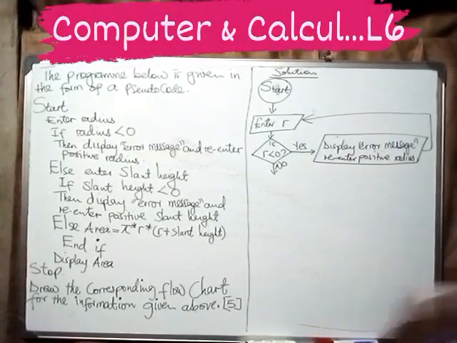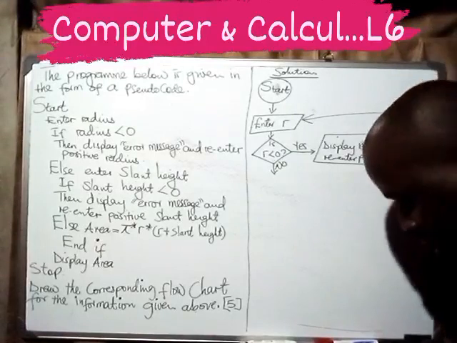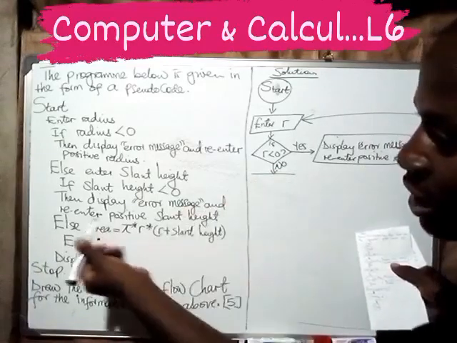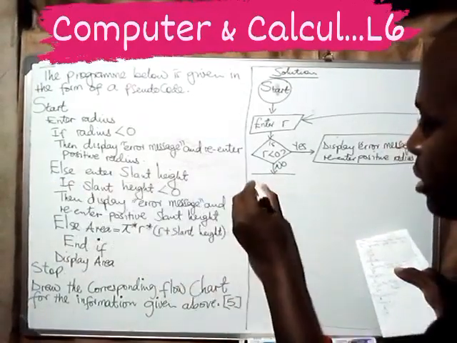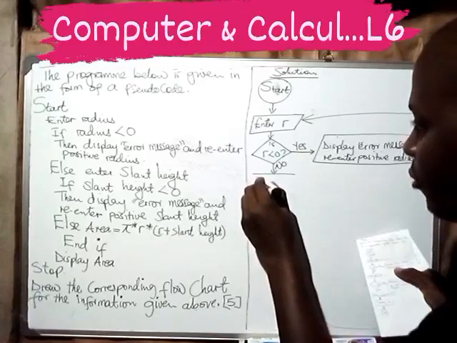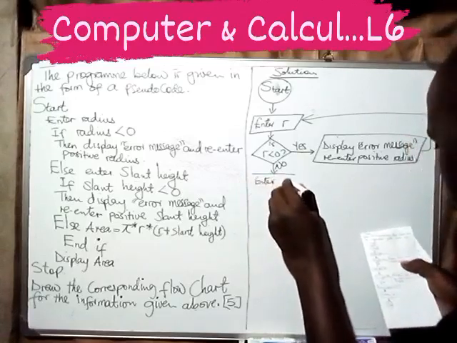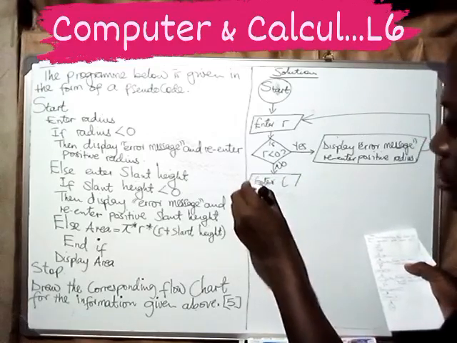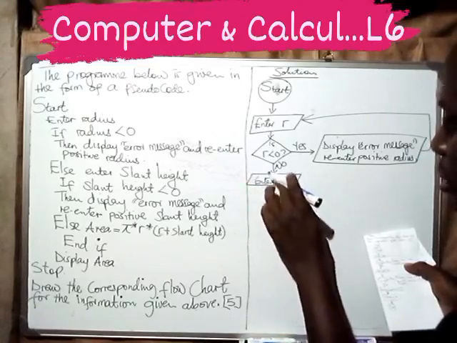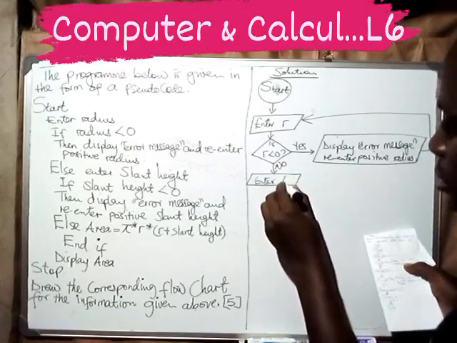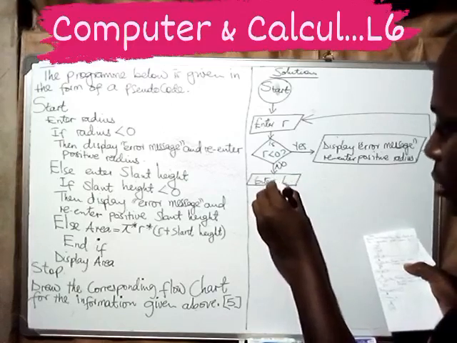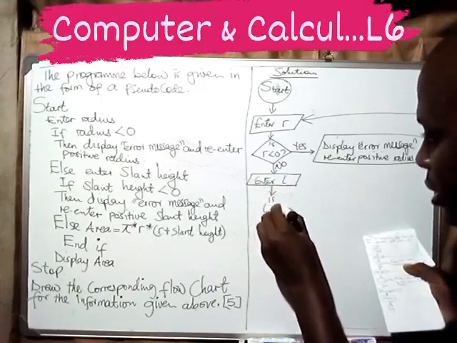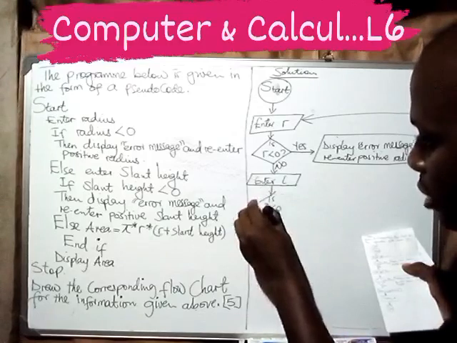Now if you say no, meaning we agree that the radius is not less than 0, therefore we have to proceed and enter. This is where I've said else enter slant height. So we're going to have enter L. L stands for slant height. Then you proceed again with the question. Is L less than 0?